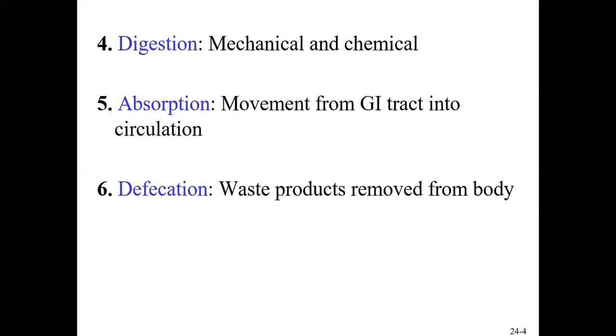Then function number five is absorption. Once you've completed the digestion process, the digested nutrients now have to be transferred from your GI tract into your blood circulation, and that's a process of absorption that takes place in the intestines. And then function number six is defecation. There's always going to be some type of waste product that's produced or something that cannot be digested and absorbed. And so those waste products have to be removed from the body. That's the process of defecation.